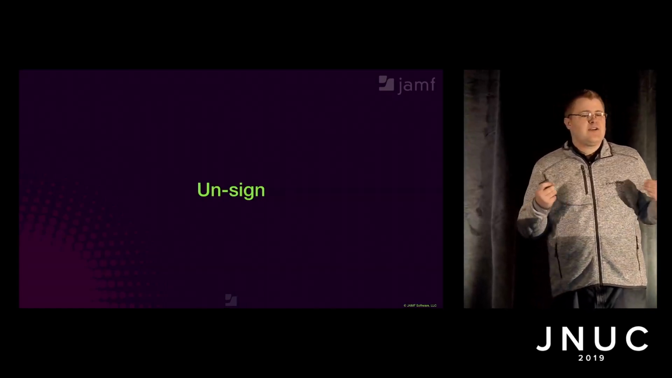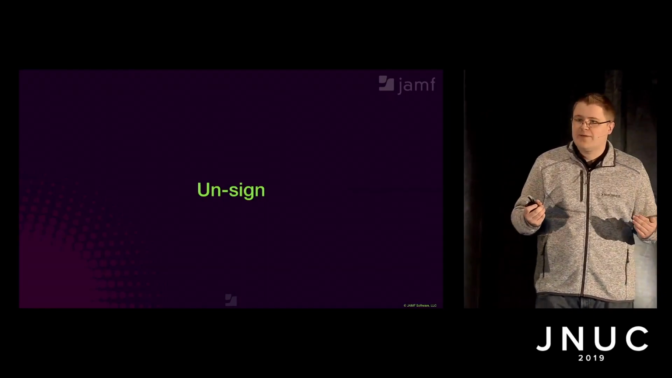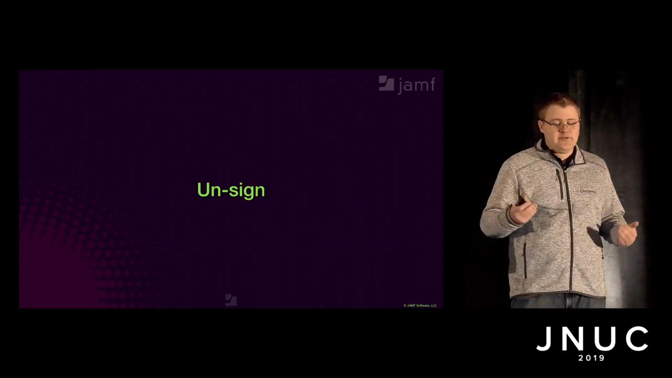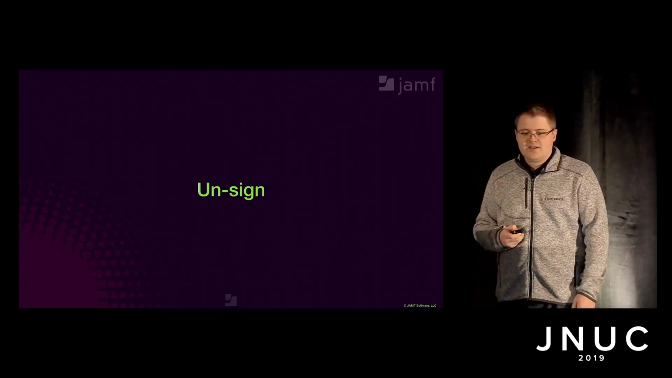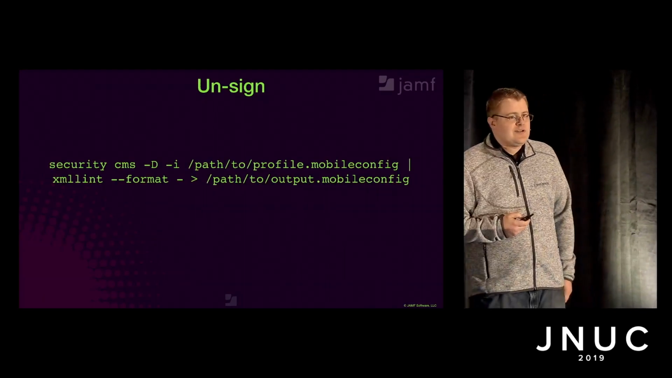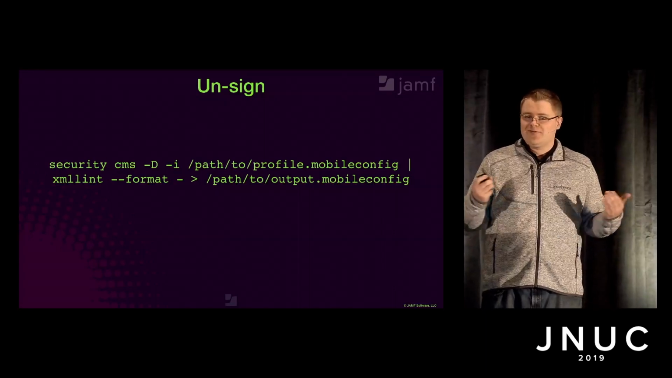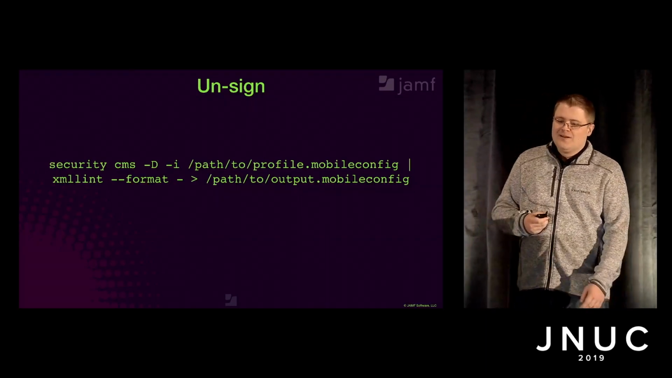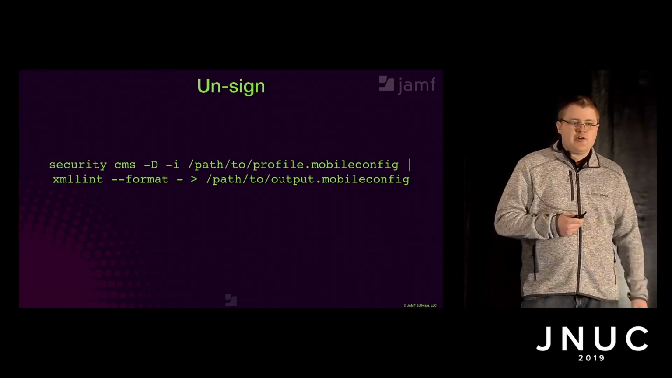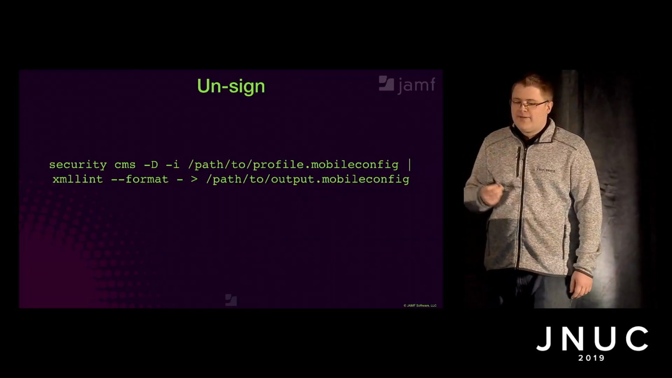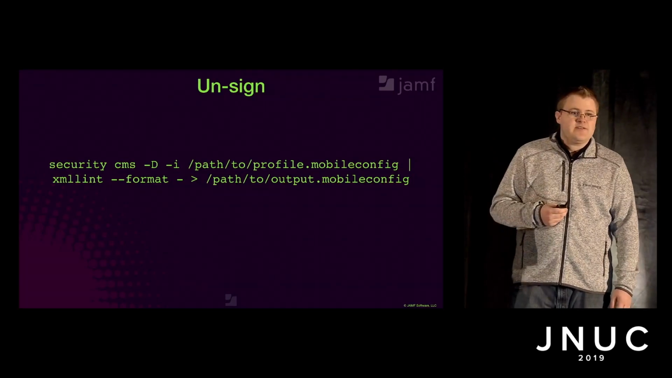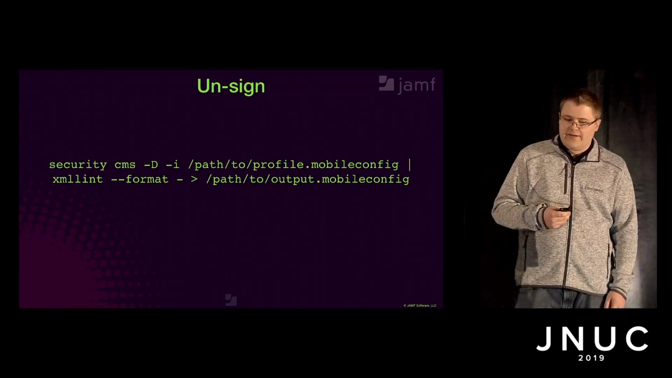Now, I don't want you to just walk away from this session with this great workflow tucked in your back pocket. I also want you to know what's happening at every single step and what all these commands are doing. So here's the command that we're going to run. Let's walk through it and make sure that we understand what it's doing so that no one's pulling any funny business. So this says security cms -D -i path/to/profile.mobileconfig, piping that through to xmllint --format and then redirecting that to path/to/output.mobileconfig.